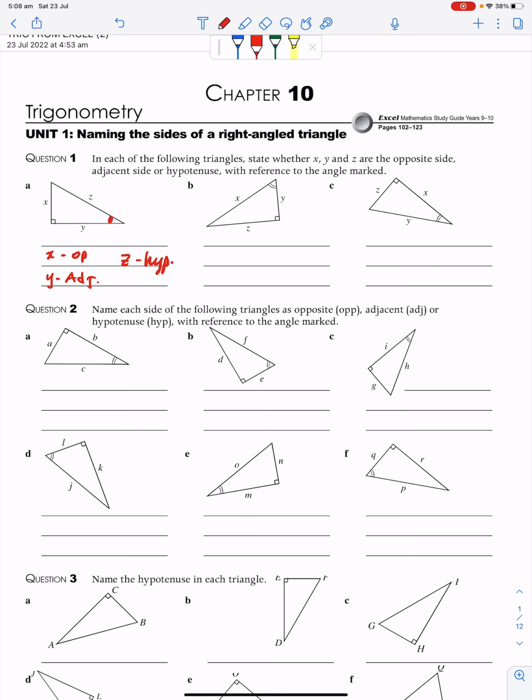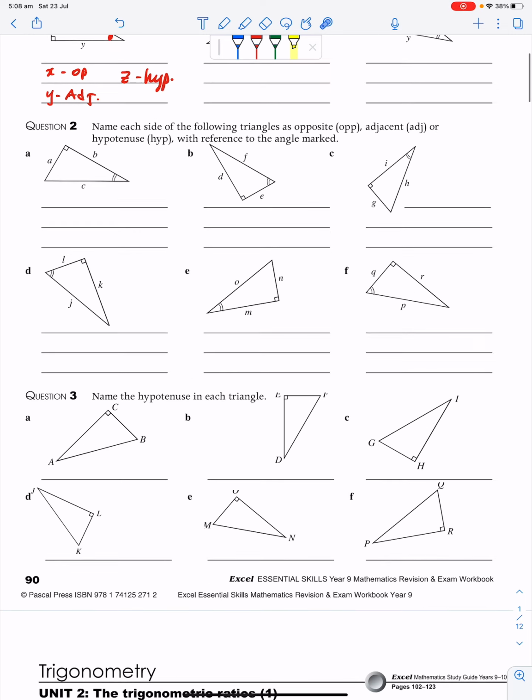All right, so the key thing is the angle. The angle tells you which side is opposite, which side is adjacent, and you know the hypotenuse from Pythagoras' theorem. So in question 1b, here's our angle. Because this Z is facing the angle, that's called the opposite side, and because the Y is next to the angle, that's called our adjacent side, and of course this here is called the hypotenuse.